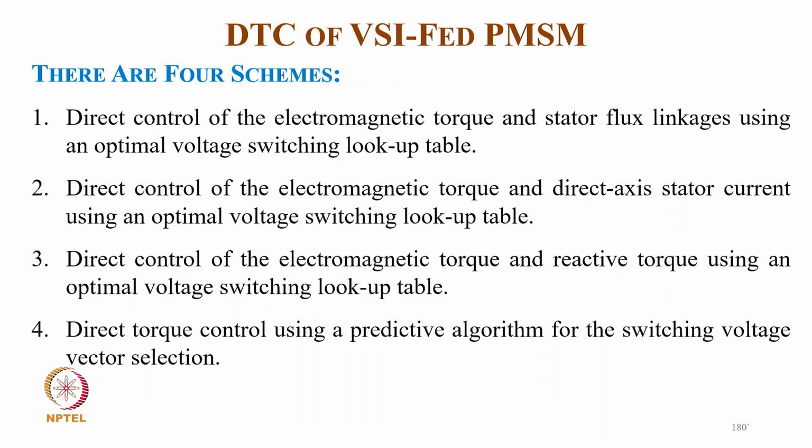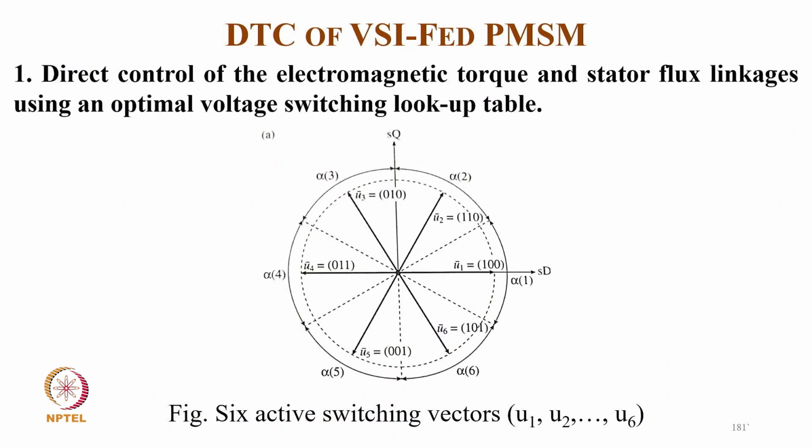So now there are 4 schemes: direct torque control of electromagnetic torque and stator flux linkage using an optimum voltage switching lookup table; direct torque control of electromagnetic torque and direct axis stator current using an optimal voltage switching lookup table; direct torque control of electromagnetic torque and reactive torque using an optimal voltage switching lookup table; and direct torque control using a predictive algorithm for switching voltage vector selection.